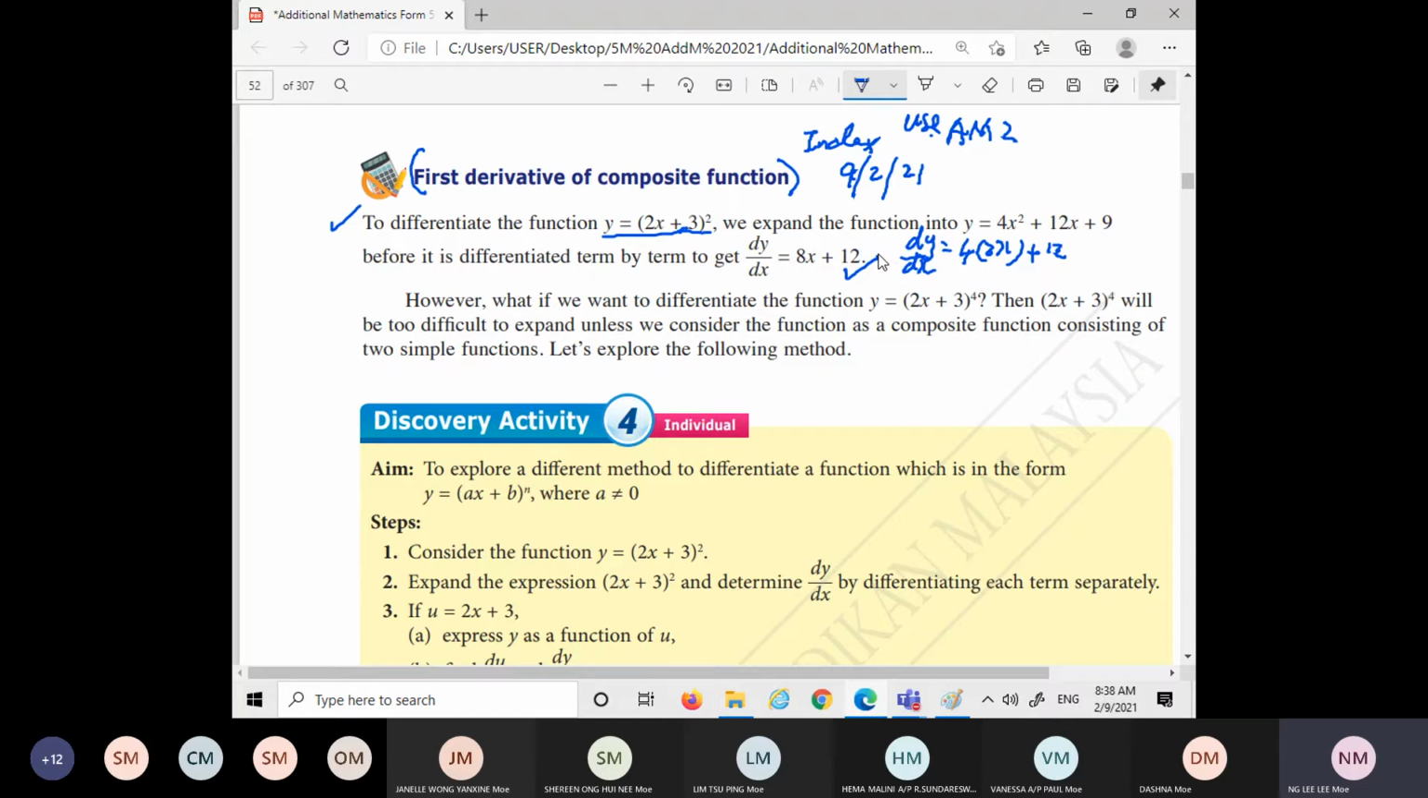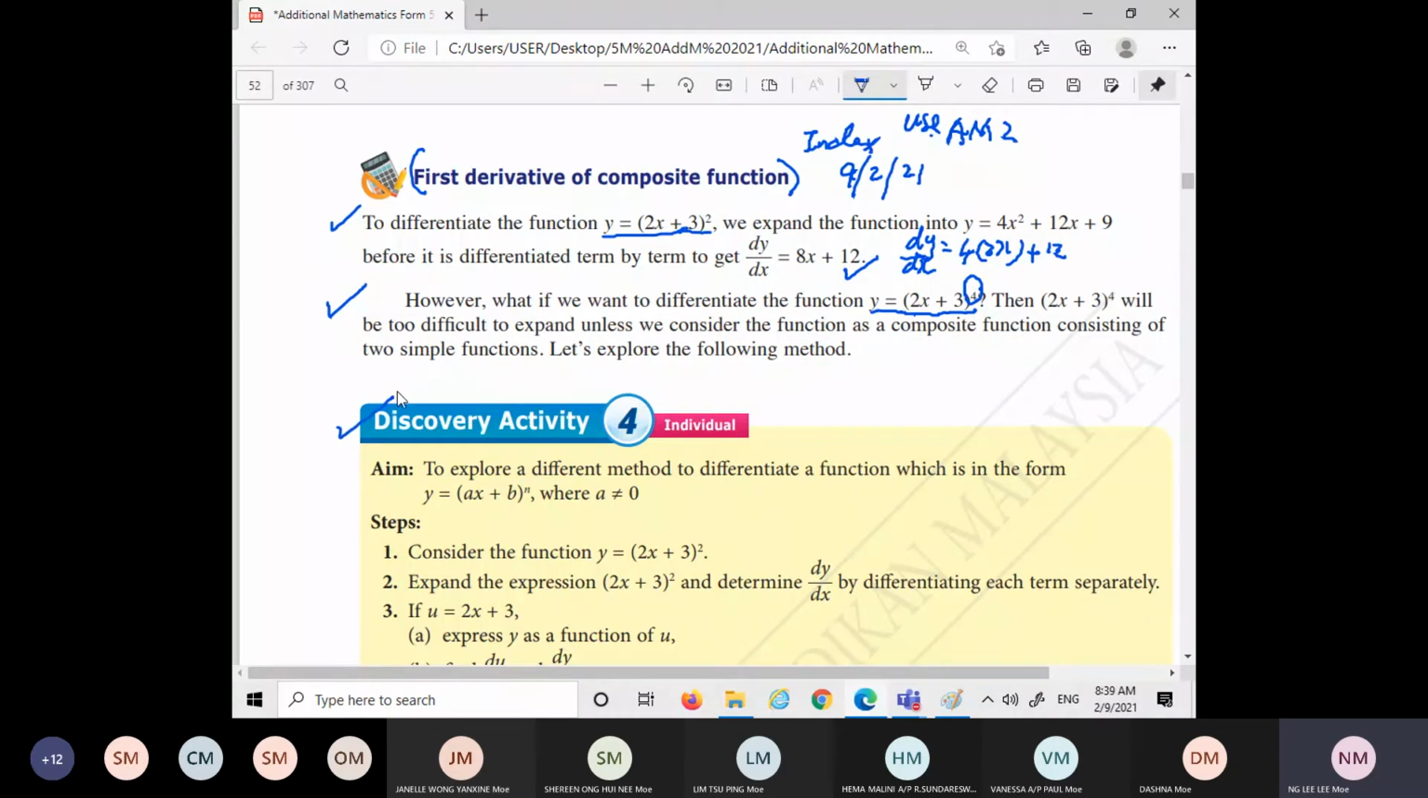Okay, but how about this now? You see this. However, what if we want to differentiate the function of this? Can you see power 4? You're going to expand it. Difficult, takes time. This power 4 will be too difficult to expand unless we consider the function as a composite function consisting of 2 simple functions. So that is another method, other than expansion, of doing this kind of function, when the power is too big for you to expand.